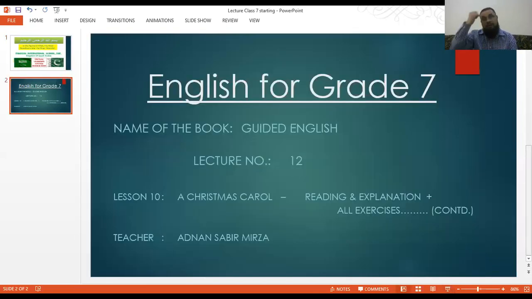This is English for grade 7, guided English. Today's lecture number 12, lesson number 10. We were doing A Christmas Carol exercises. In the last lesson, we have done the reading and explanation, and have done the comprehension exercises A and B. Today, inshallah, we'll continue with the language structure. So let's get moving.